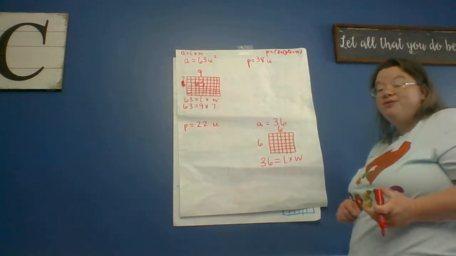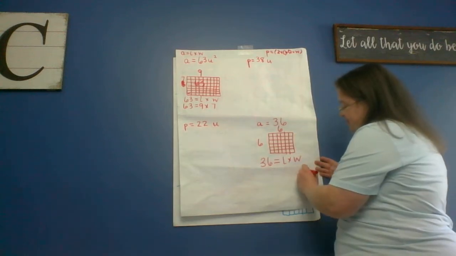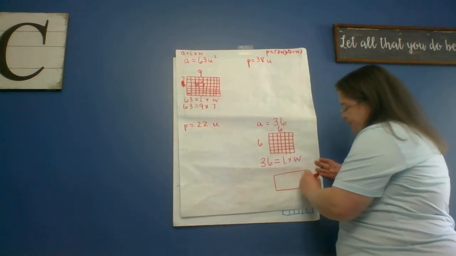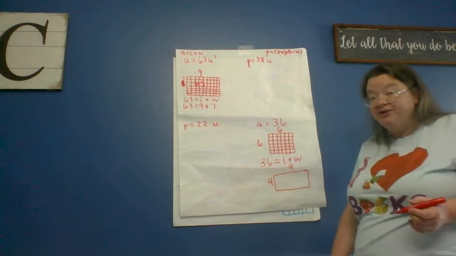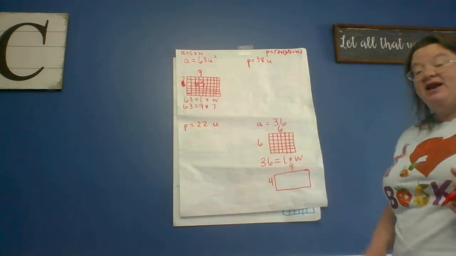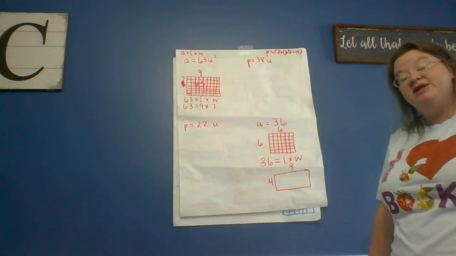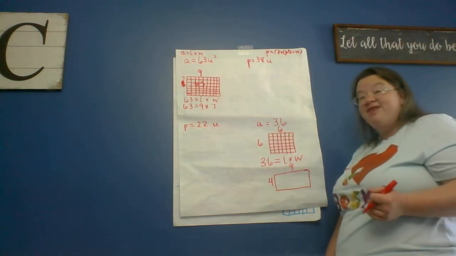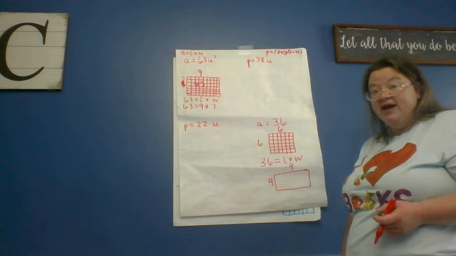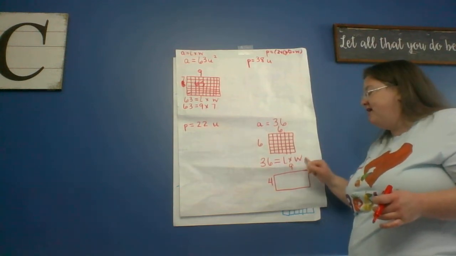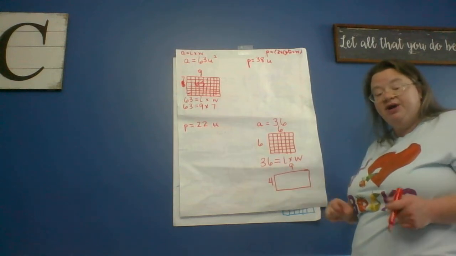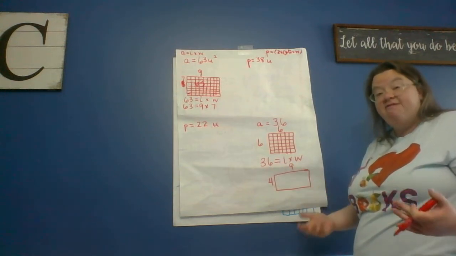Now, I also know that 9 times 4 also equals 36. So if you divided yours up by 9 units long and 4 units wide, that also is correct. Okay, so again, I started with the area, which it gave us, and I thought about what are 2 factors of that number that will multiply together to give me the area.